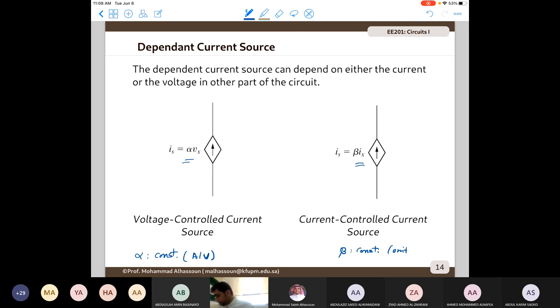Yes, Ibrahim. So, Doctor, are the dependent sources ideal? Yes. As long as the Ix here is constant, they will generate the same current or voltage.